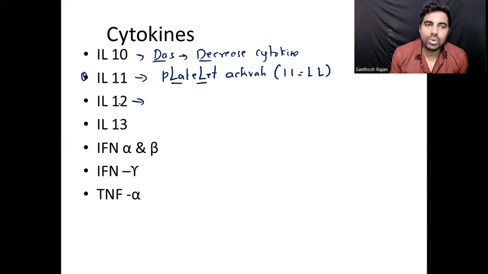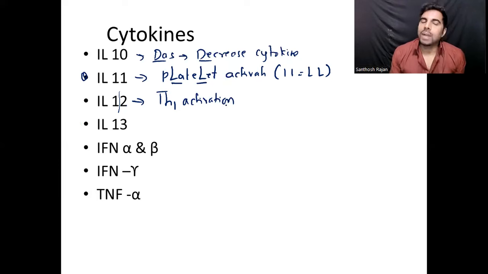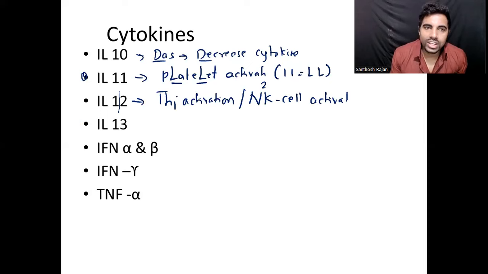How to remember 12? Separate it into 1 and 2. The 1 makes it T helper 1 activation, helping in T helper, apart from your interleukin 2. And 2 is natural killer. How many letters in natural killer? 2. So natural killer cell activation. 1 came here, 2 came here. Natural killer. 1 plus 1 is equal to natural killer. So, question. Okay, got it?